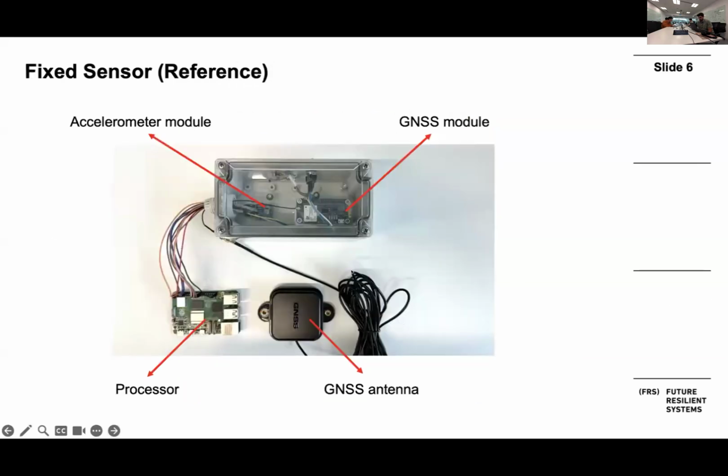Besides the robot, we also developed our own acceleration sensor. This acceleration sensor is currently used as a reference sensor deployed on the bridge, because if we want to identify, for example, the mode shape of a bridge, we need at least two sensors. You can see this customized accelerometer consists of an accelerometer module and a GNSS module to receive satellite timestamps and position coordinates. We also have a processor, which is a Raspberry Pi, to process those data.